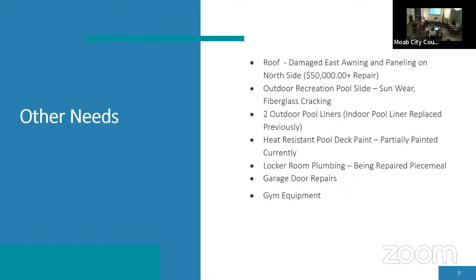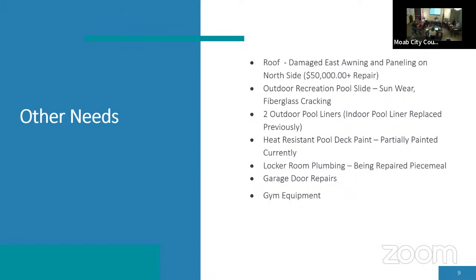The outdoor recreation pool slide suffered from typical sun wear in the last 14 years. The pool is about 14 years old now, and there is fiberglass cracking. So we're looking at making some quick repairs, if not replacing that item altogether, in which case we would obviously get the community involved in what that would look like.